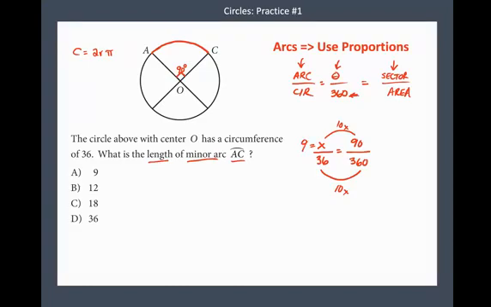So just as the angles are 90 out of 360 and create an arc AC, we now know the length of that arc is 9 because the total circumference is 36.